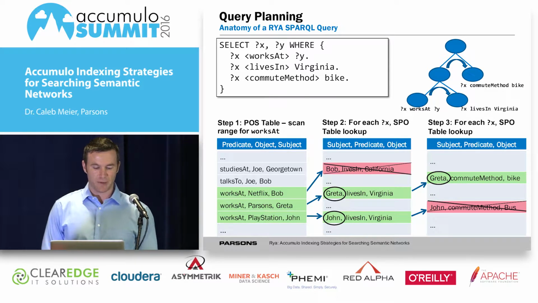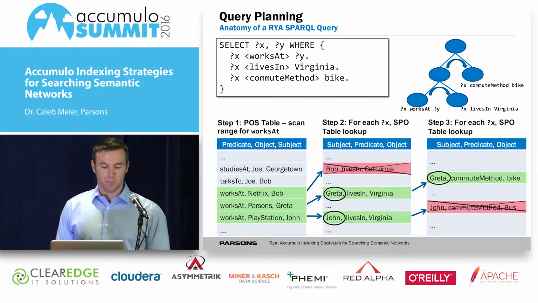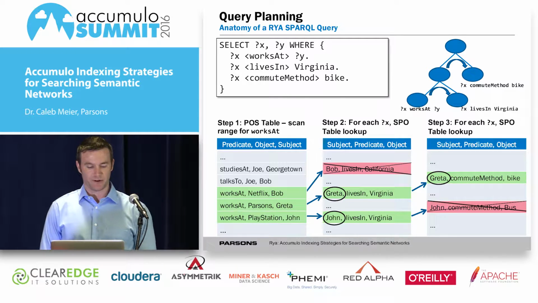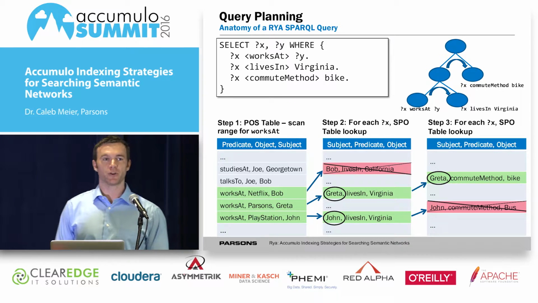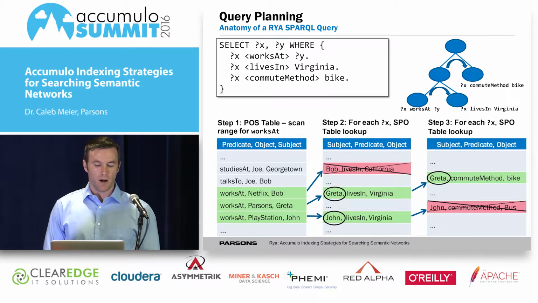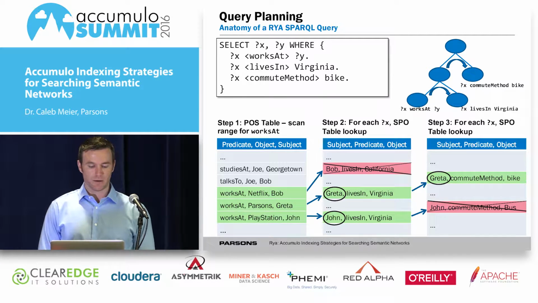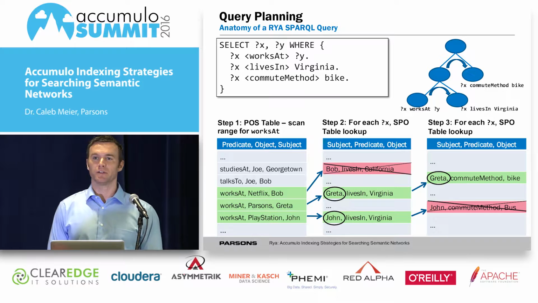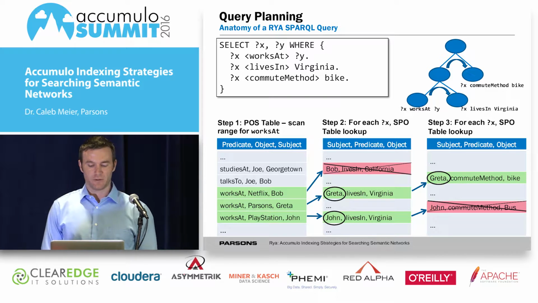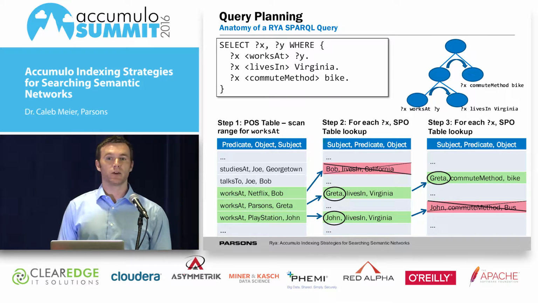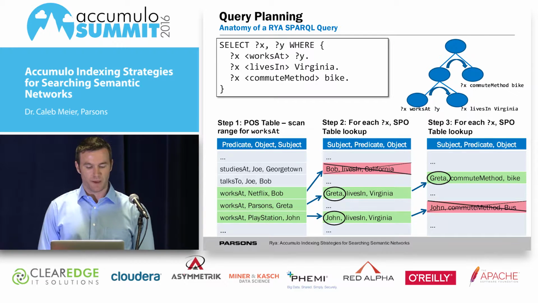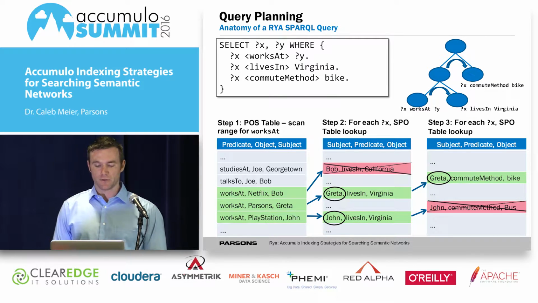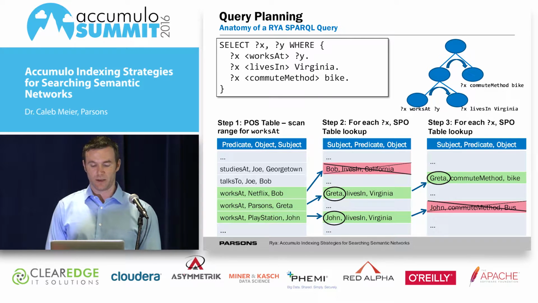And in scanning that table, we find that Bob works at Netflix, Greta works at Parsons, and John works at PlayStation are all triples in our data store. We then take the values corresponding to the common variable between "x works at y" and "x lives in Parsons", namely the x values, and use those to form ranges to evaluate the next statement pattern. So we take x equals Bob, x equals Greta, and x equals John, and use those to form ranges to evaluate "x lives in Virginia".